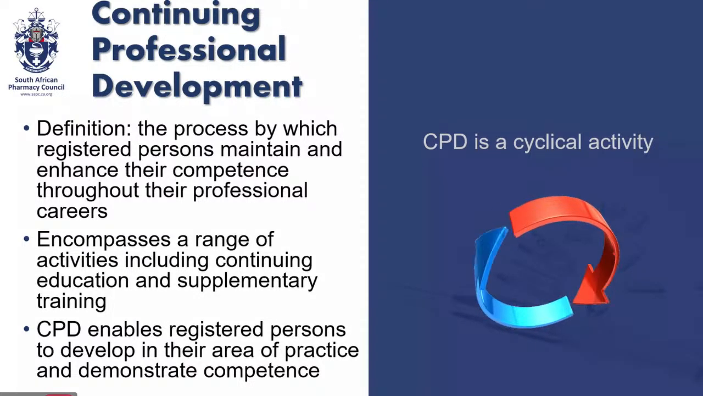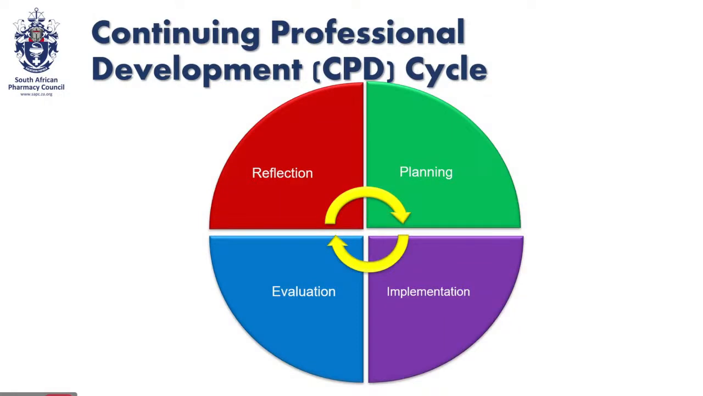So you can see it's very important in our profession that we stay up to date and do continuing professional development. As mentioned, and I hope all of you have seen this, a CPD cycle consists of 4 steps. We start with reflection, planning, implementation, and evaluation. We will be looking at each of these steps individually.